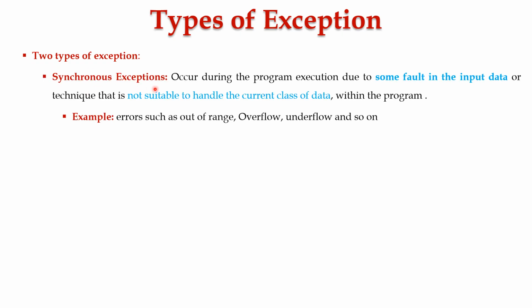There are two types of exceptions, namely synchronous exceptions. They may occur during the program execution due to some fault in input data or a technique that is not suitable to handle the current class of data within the program. A few examples of synchronous exceptions are errors such as out of range, overflow, underflow, and so on.